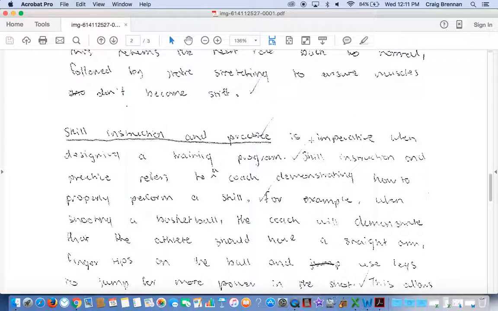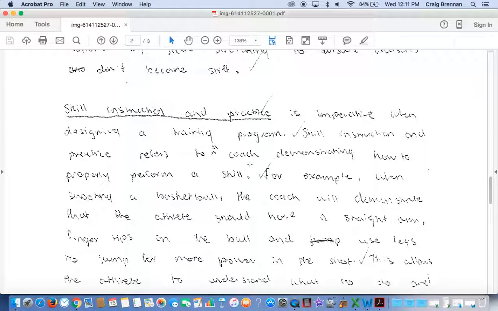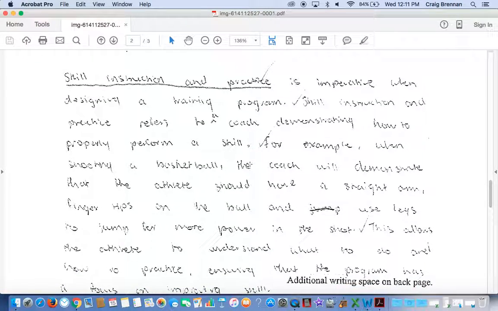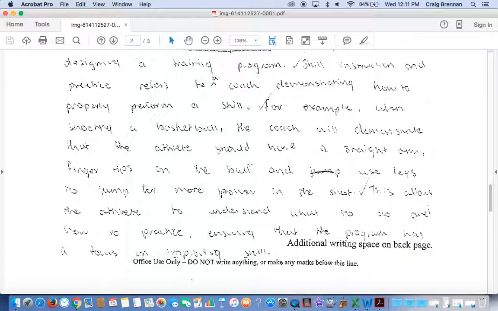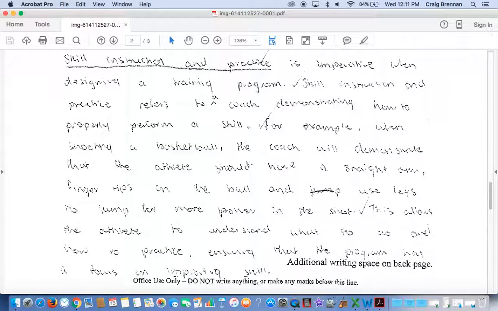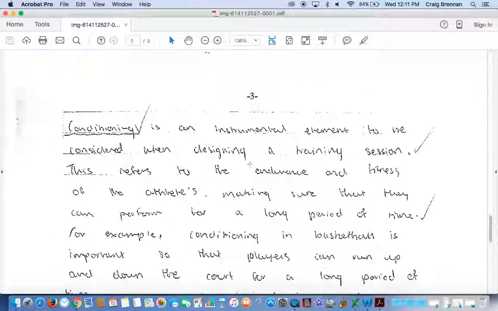Skill instruction and practice is imperative when designing a training program. He's reinforced his initial evaluation. He's given the information and an example to go through it, again for basketball, because obviously he enjoys his basketball, that shows he has an understanding of that element of the training session and why it's important.